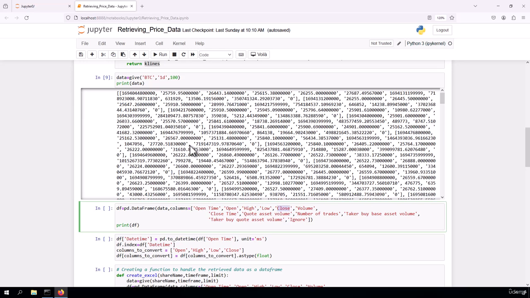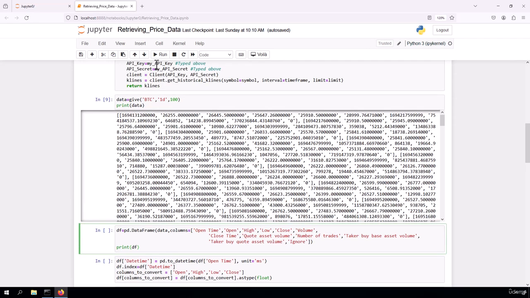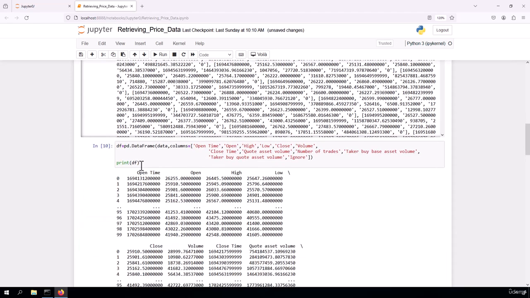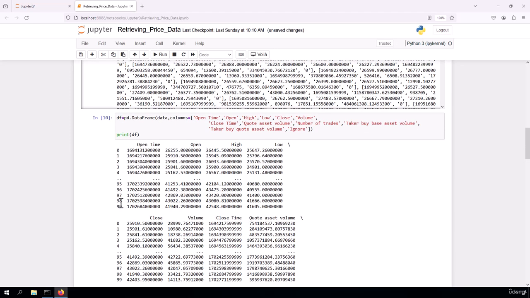For example, the fifth column is the closing price. In fact, the closing price at this time is equal to this number. Now, by pressing run, the print function leads to displaying the data frame containing organized price information. To avoid having too many columns, not all information is printed on the print page.